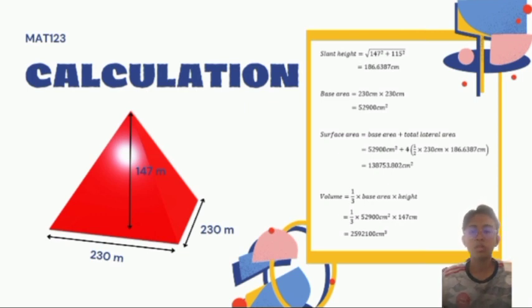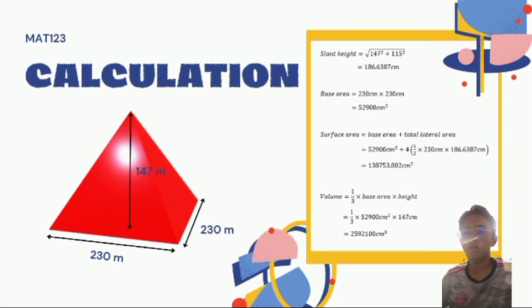So we're going to use the hypotenuse formula to get the answer. After that, we get the slant height as 186.6387 meter. So now we're going to be calculating the base area. The base area is width multiplied by length. So the final answer for the base area is 52,900.